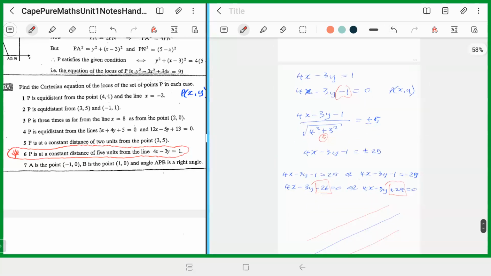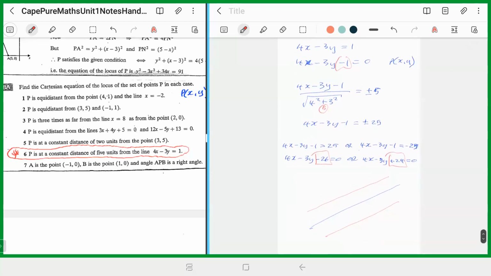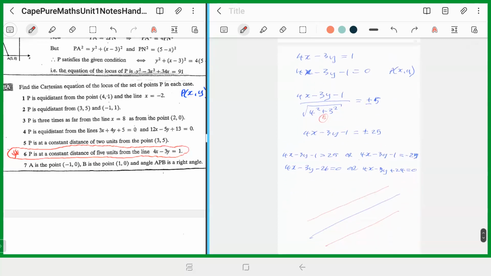Right? That's all I know. But the rest of the lines is the same. Why? Because the 3 lines are parallel. The original line and the 2 locus lines are parallel. That's why the equation is coming out like that. Make sense? Make sense, guys?